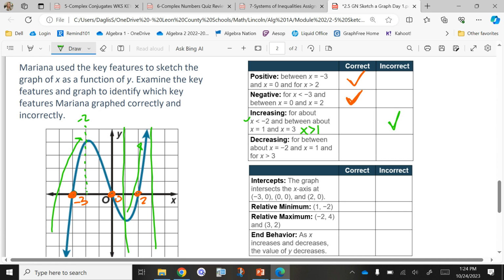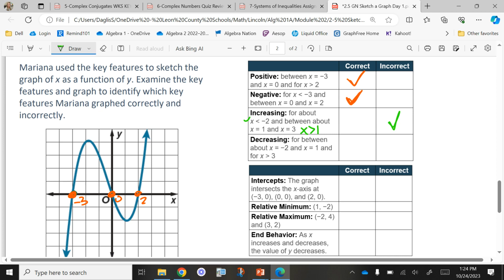It should have said greater than 1, because it's going to continue to increase as it keeps going. So that was the problem. Saying between 1 and 3 shows that it stops increasing at 3, and that's not happening. It's going to keep going. So the next one's right. Okay? Let's see. No, it's wrong, because it's decreasing, not increasing.